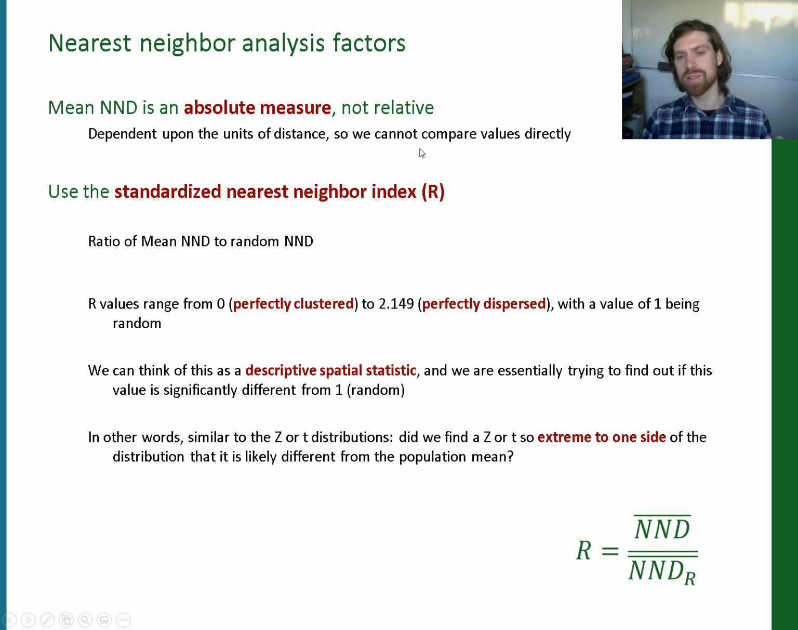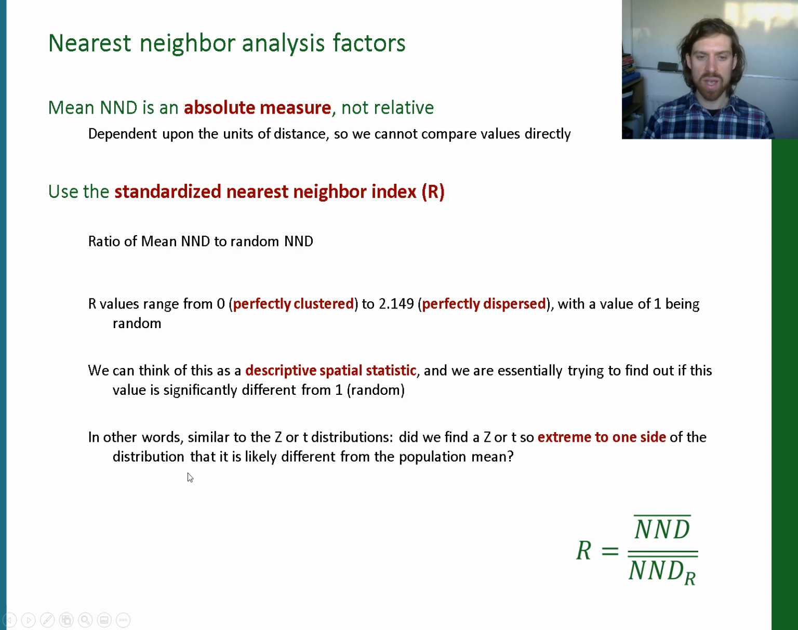You then are able to get some standardized insight by using this other type of nearest neighbor index, essentially. So you can take the ratio of the mean nearest neighbor distance to the random nearest neighbor distance in order to get that kind of standardized insight, which gives you some sort of relative level of distance. So the R values range from 0, perfectly clustered, so R is the value for this particular index, all the way up to perfectly dispersed, which is about 2.149, with the value of 1 being just a randomly distributed set of data points.